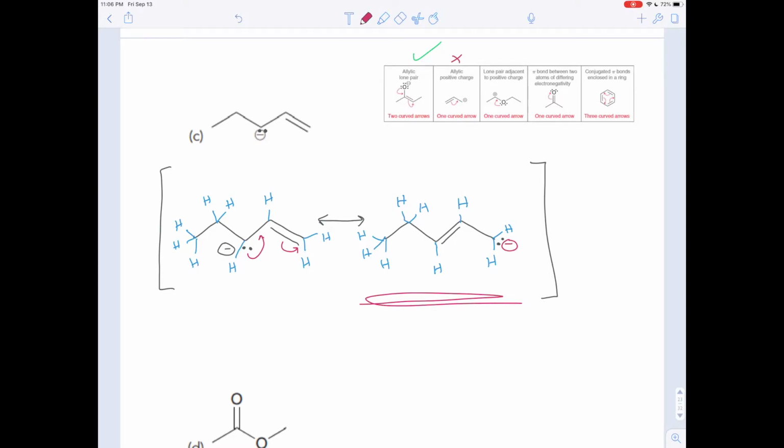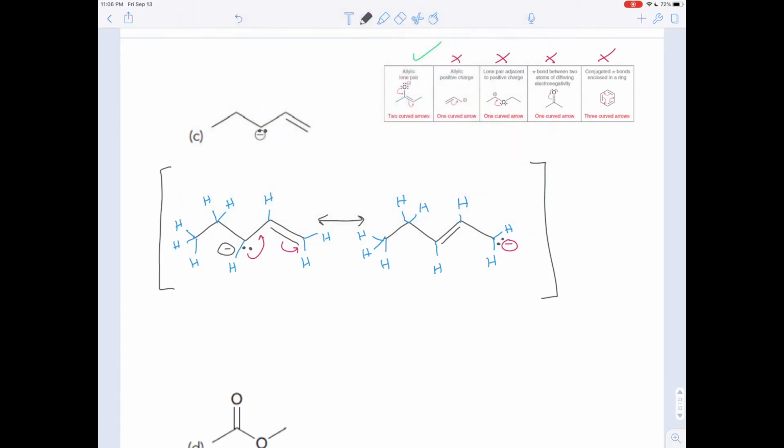We don't have a lone pair next to a positive charge because there's no positive charge in the molecule. We don't have a pi bond between atoms of differing electronegativity because although we have a pi bond, it's between two carbons, each of which has the same electronegativity, and we don't have a ring, so we couldn't possibly have conjugated pi bonds all the way around a ring. So these are the only two resonance structures for this molecule.